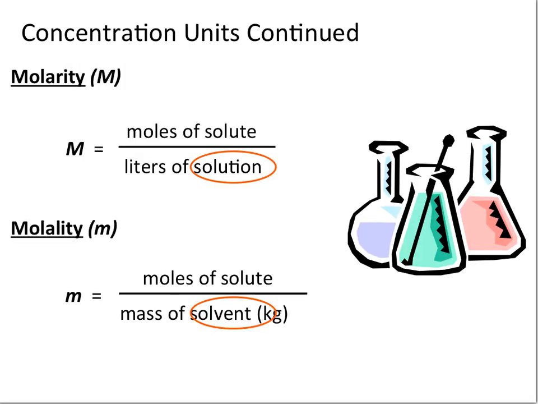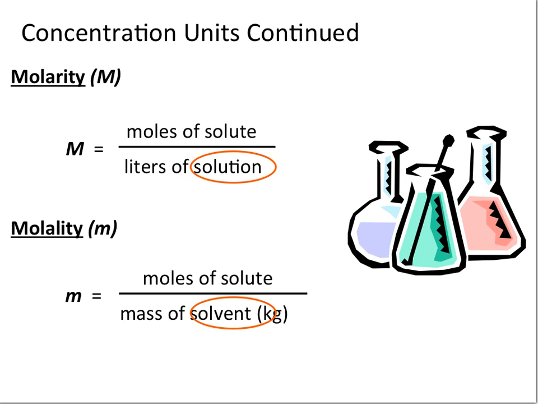The most commonly used means of expressing concentration in chemistry class are going to be either molarity or molality. Molarity is represented by a capital M. Molality is represented by a lowercase m. Please make sure that you're paying attention to those details as their calculation approach is a little bit different.